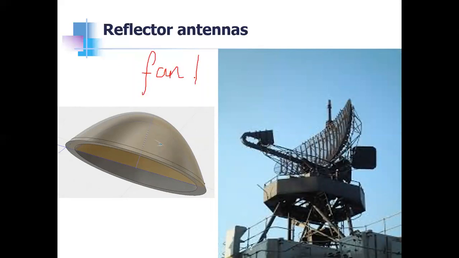Fan beam is nothing but an asymmetrical beam shape. Sometimes we need a broader beam width in one plane, maybe azimuth or elevation, and narrow in the other orthogonal plane. Such an asymmetrical beam shape is called a fan beam. So if your application requires a fan beam, then what you would prefer is an elliptical shape paraboloid. This is often used for two-dimensional air surveillance radars.